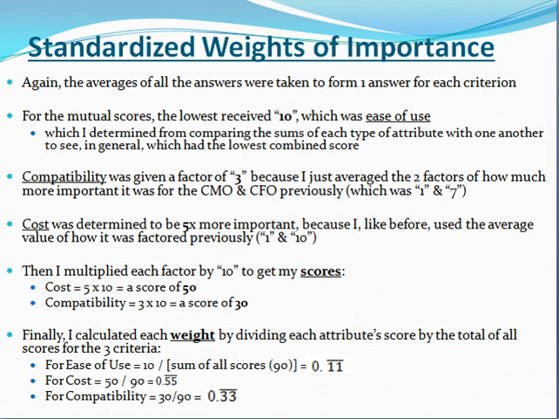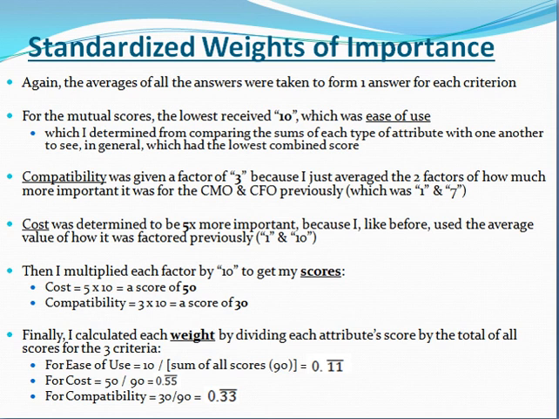Cost was given a factor of 5 times more important, using the same method with the two numbers I used to average it from being 1 and 10. Then I multiplied each factor by 10 to get my score. So for cost, it was 5 times 10 to give a score of 50, and for compatibility, it was 3 times 10 to yield a score of 30.